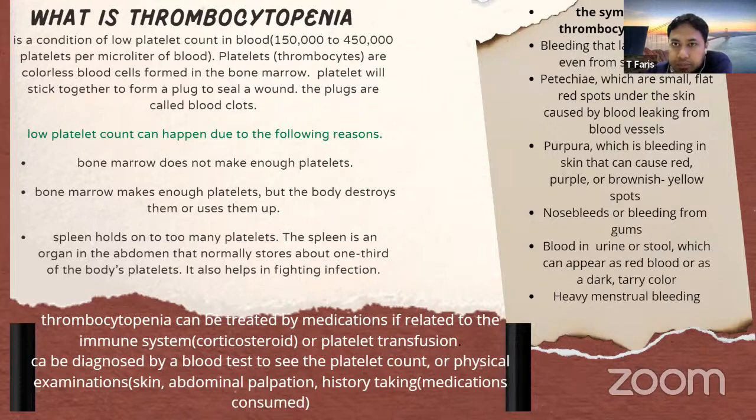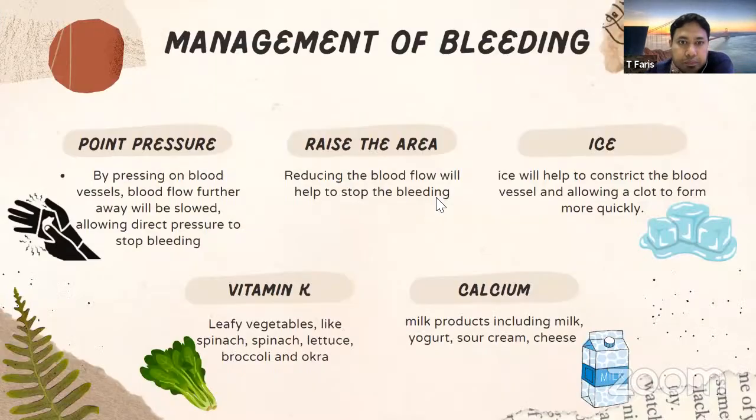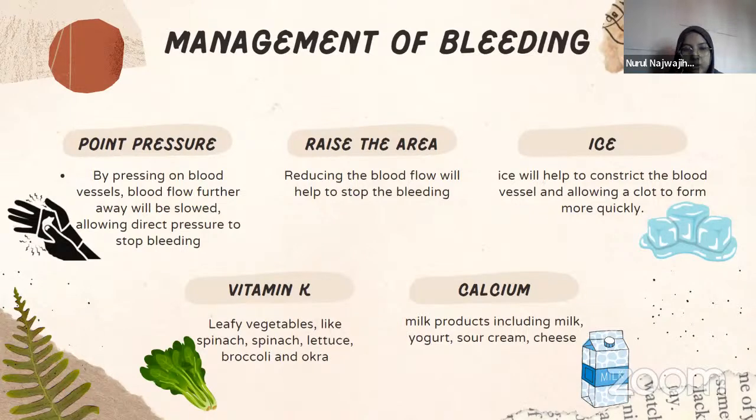Okay, next. Can continue. So lastly is the management of bleeding. This is for just a small bleeding, not severe bleeding. So what Maria can do is apply direct pressure on the blood vessel so that it will stop the bleeding, and make sure to apply it using a clean towel.